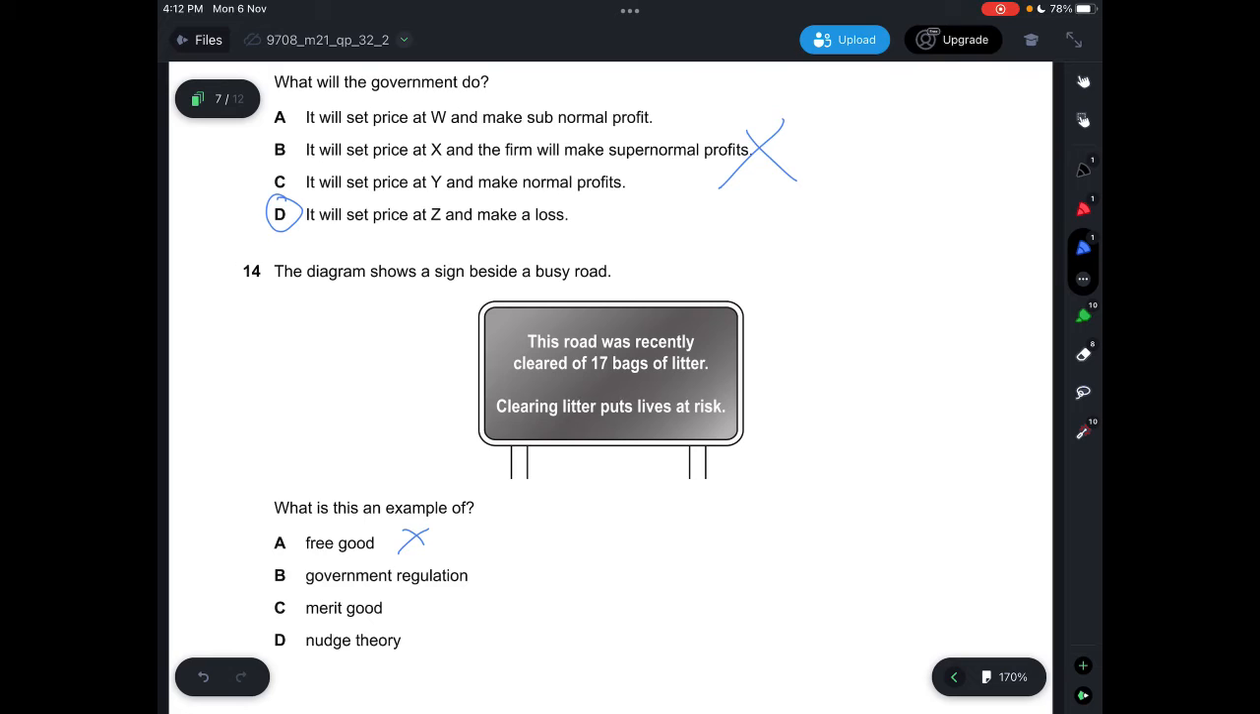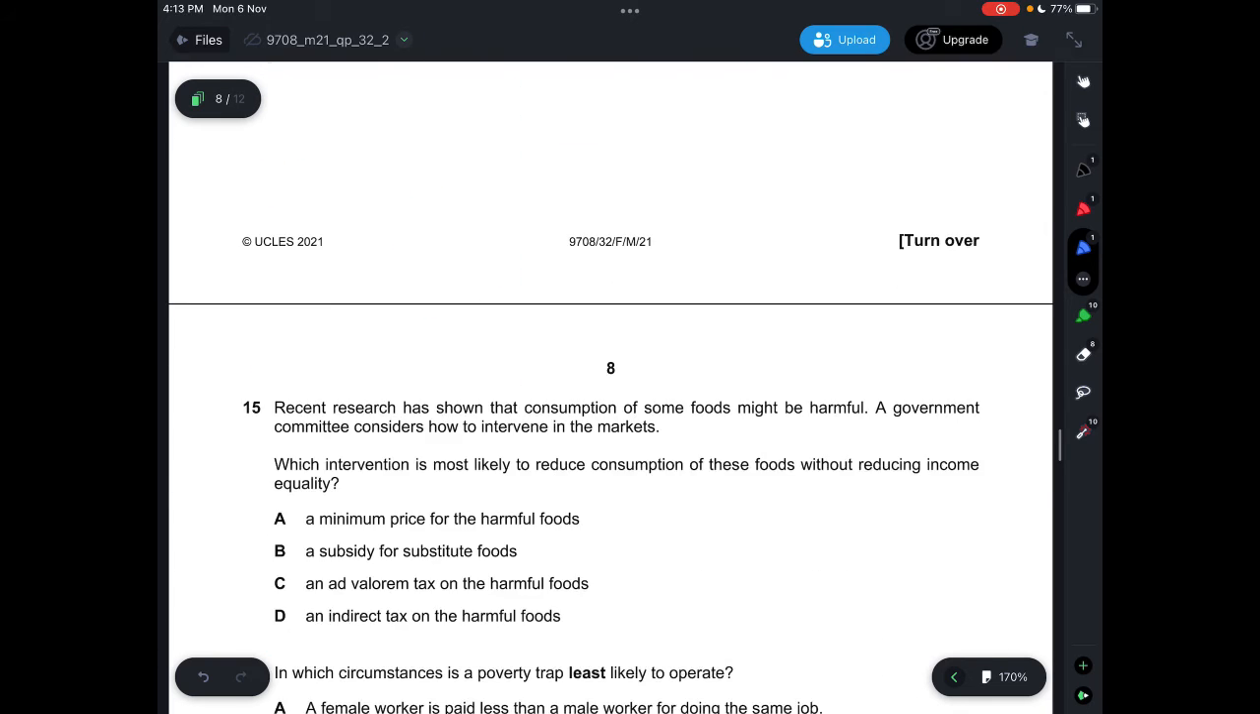B says government regulation. If it's government regulation, then people will be fined, so that's not the answer. It's also not a merit good, because for roads, you pay taxes to use the roads, so that technically is a public good. So the answer has to be D, which is nudge theory.